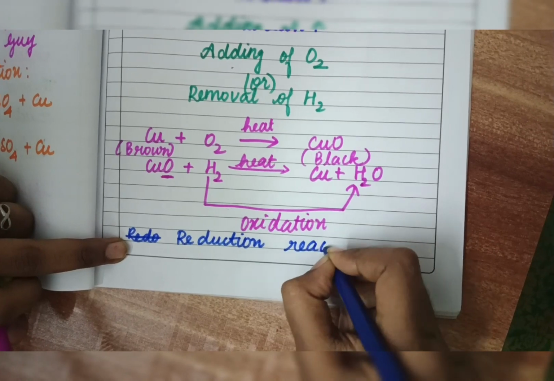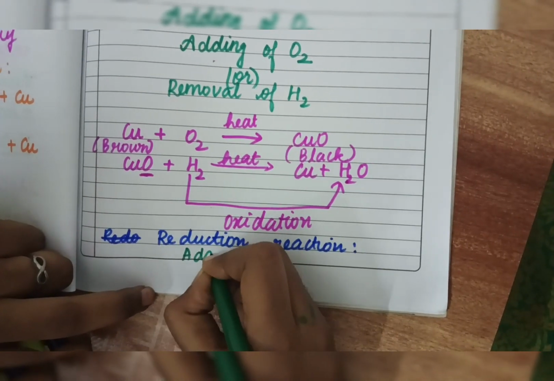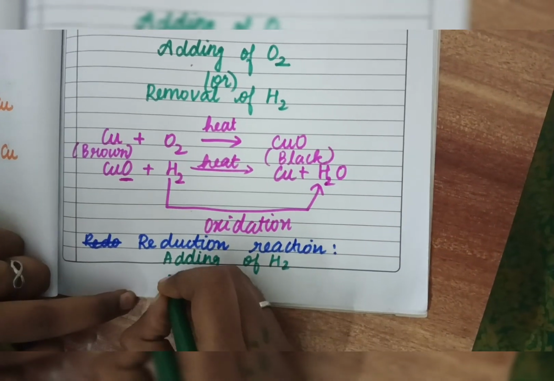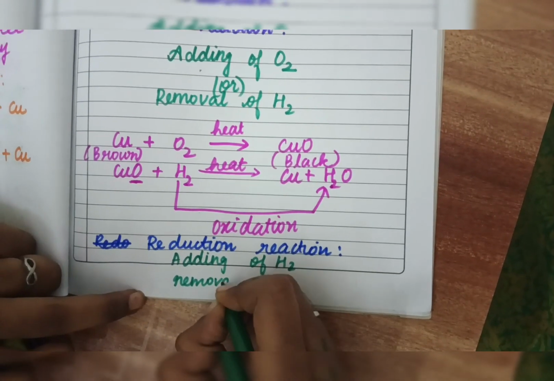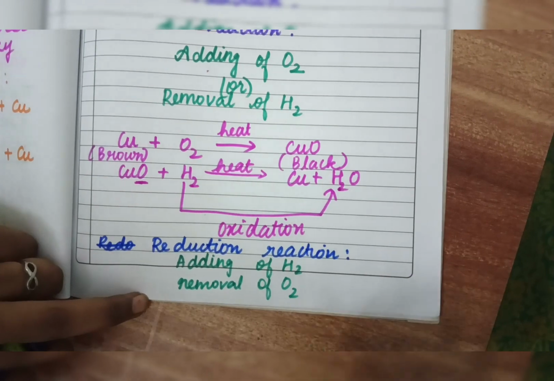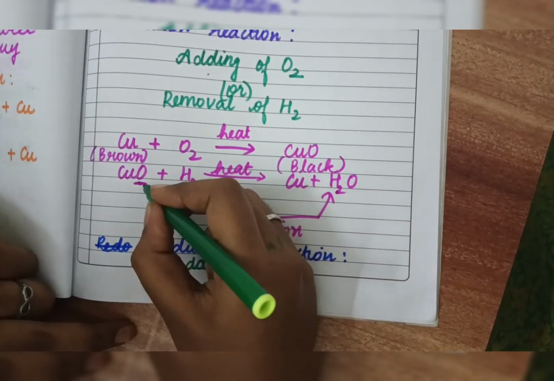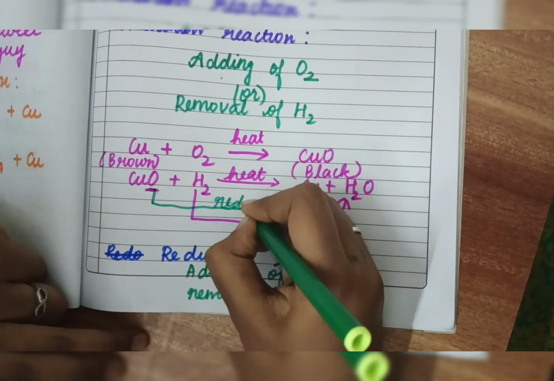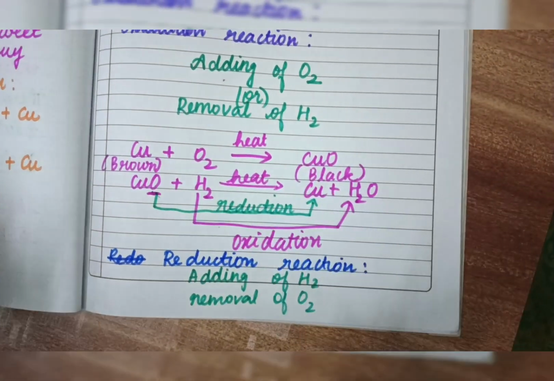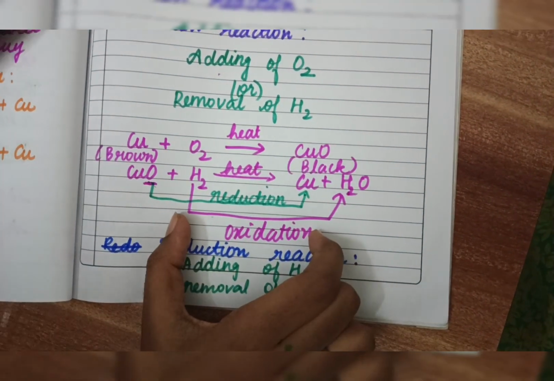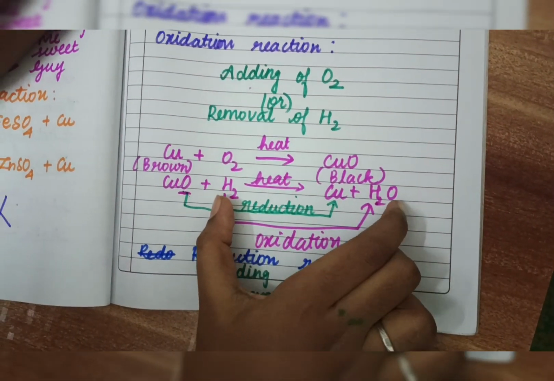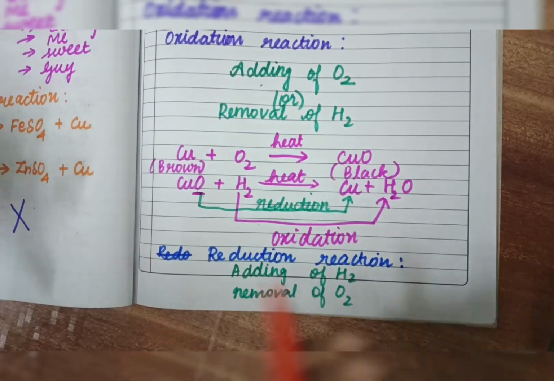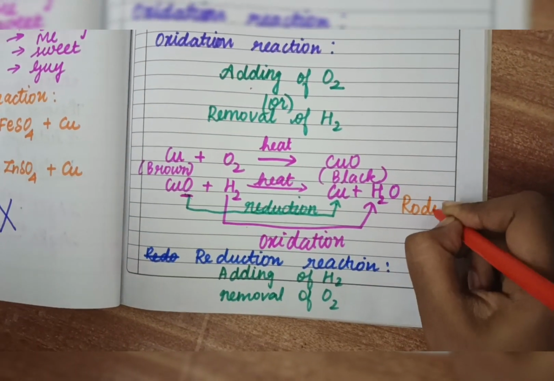What is reduction reaction? Reduction reaction is vice versa of oxidation reaction. Adding of hydrogen, removal of oxygen. Simple. Oxygen is removed, so it is reduction reaction. When both these reactions occur in the same equation or same reaction, we call it a redox reaction.